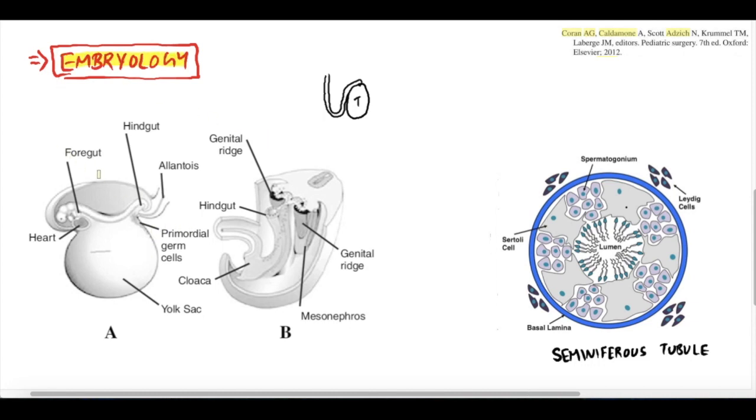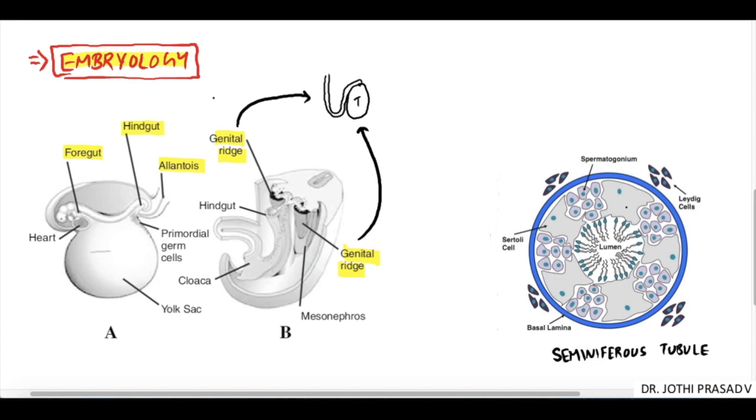As you can see, this picture shows the developing foregut, hindgut, and allantois of an embryo. You can also see the developing genital ridge on both sides. What is important here is the gonadal tissue present in the genital ridge starts to differentiate into testes during the 6th and 7th week of intrauterine life under the influence of the testis determining gene called the SRY gene.